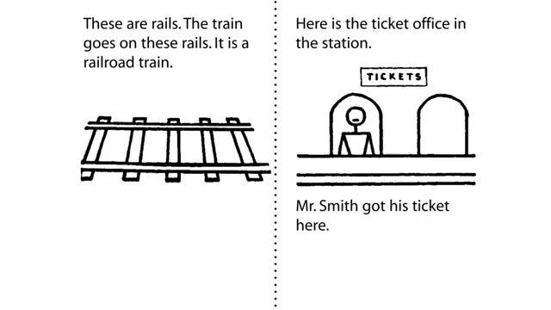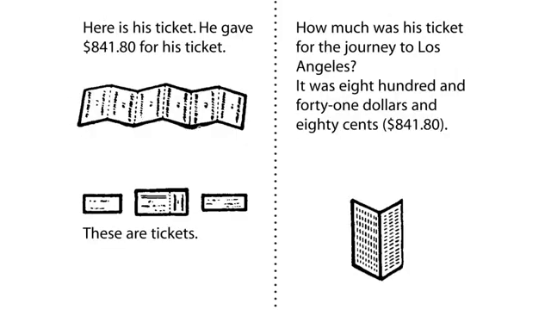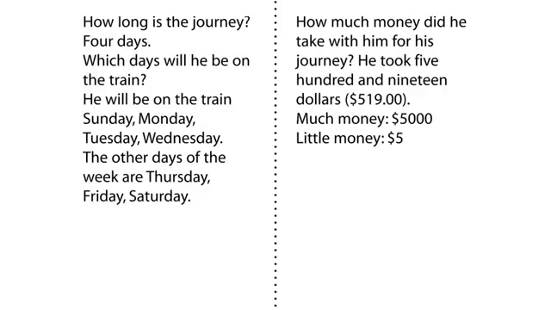Here is the ticket office in the station. Mr. Smith got his ticket here. Here is his ticket. He gave $841.80 for his ticket. These are tickets. How much was his ticket for the journey to Los Angeles? It was $841.80. How long is the journey?